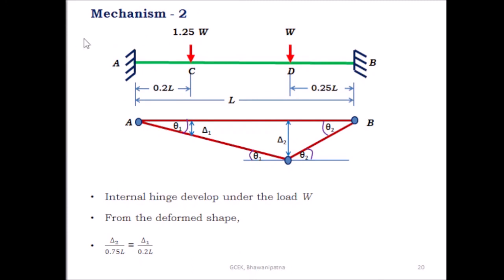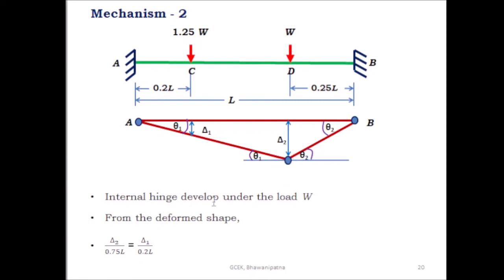Then consider mechanism 2. In mechanism 2, you have to take the plastic hinge just below the load W and another two plastic hinges at the two supports, the two fixed ends. We have to consider the internal hinge under the load point W at D and the two negative plastic hinges at the fixed ends A and B. So this is the second collapse mechanism.